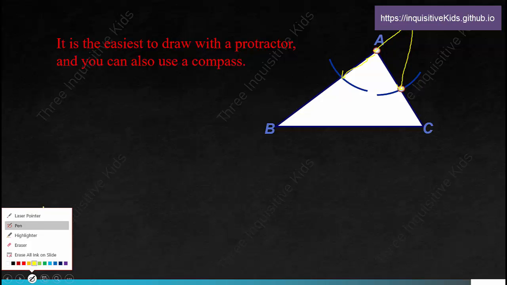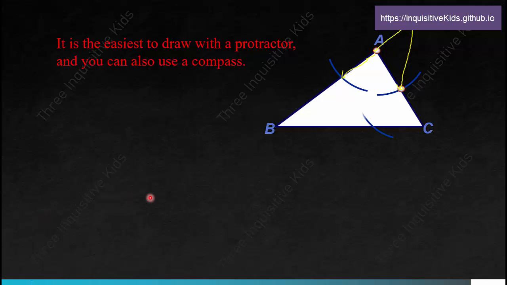Then from there, we make another arc. We also mark a point where AB and this arc intersect. Then from there, we make another arc. And as you can see, these two arcs are going to be crossing each other. So then, this point where these two arcs intersect, we connect that with A, and you will get the angle bisector of angle BAC.